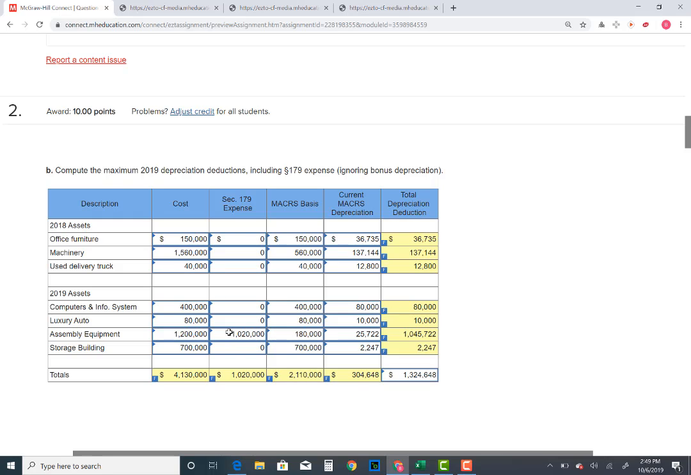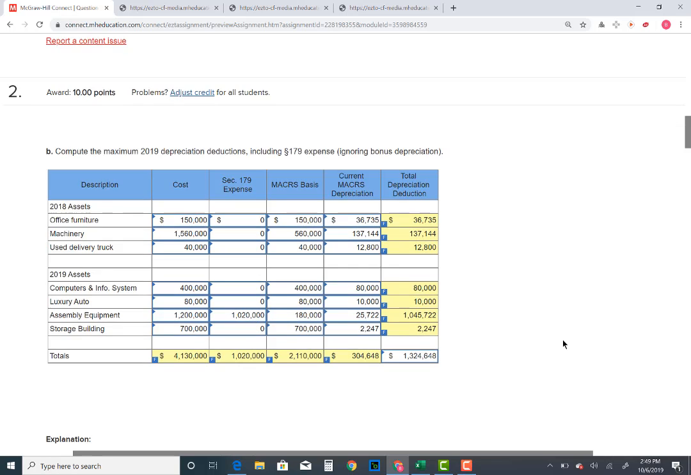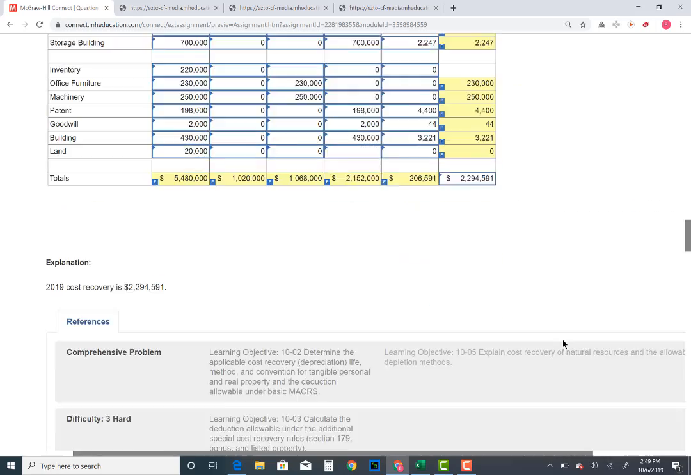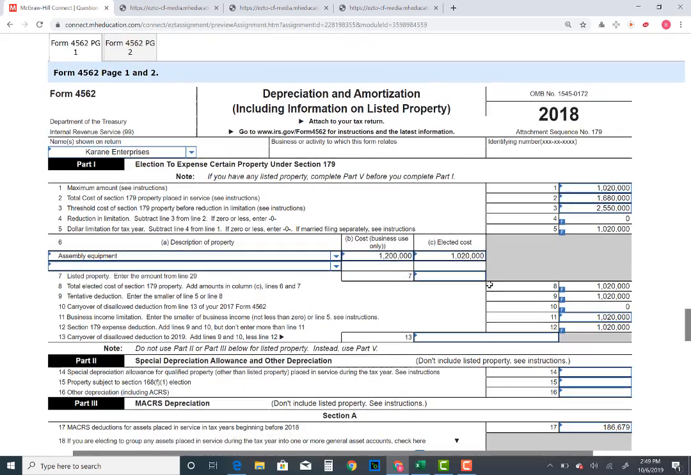We applied the full amount of our 179 expense deduction to that. All right, so in that case, we're just going to draw those numbers down to this particular line. All right, so that's where that information comes from.